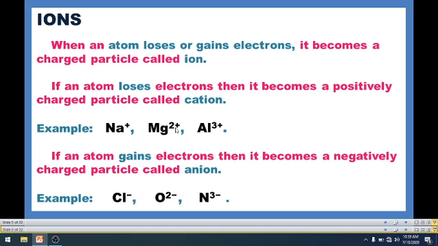Next we will see about ions. What is an ion? How is an ion formed? Classification of ions. Let us discuss one by one.